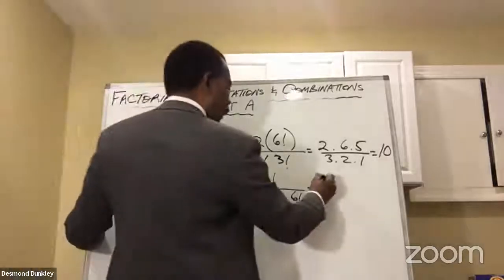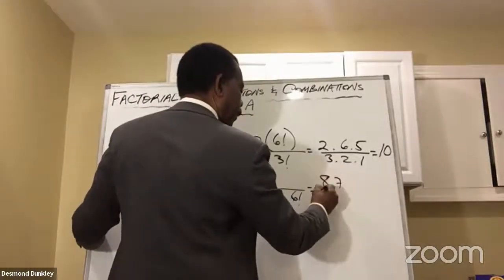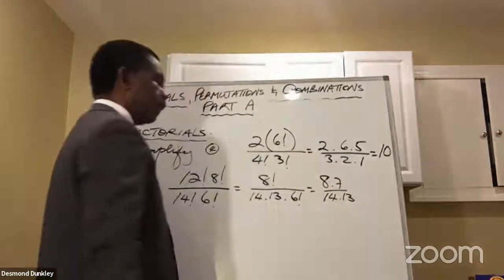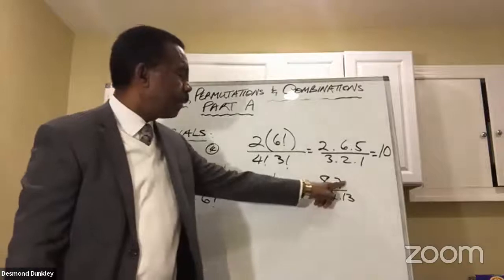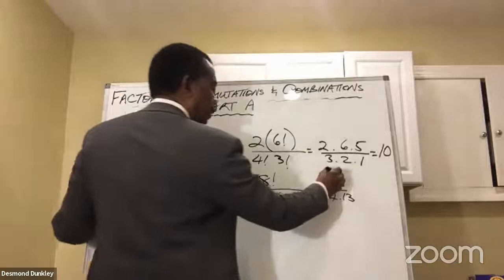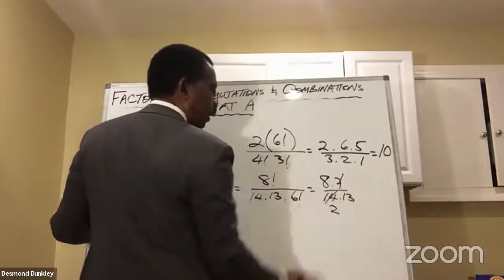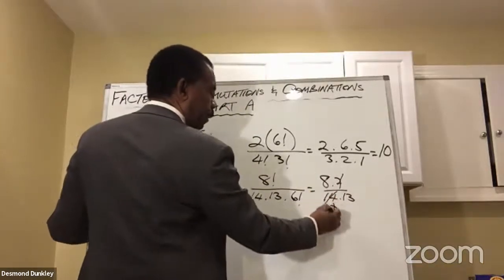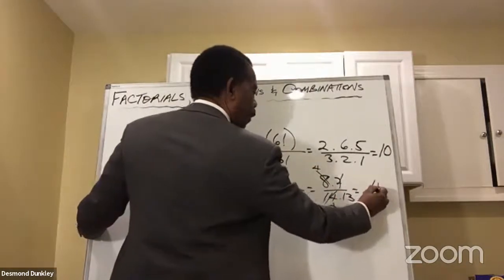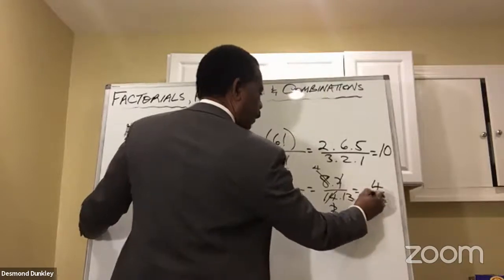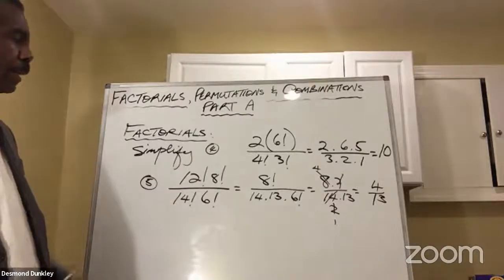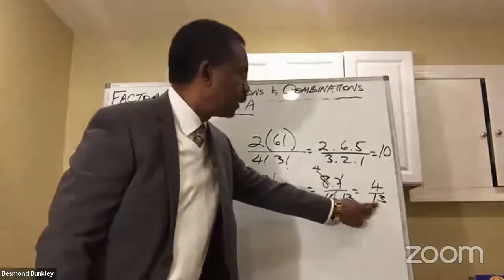So we're just left with 8 times 7 over 14 times 13. And then I see 7 cancels the 14. So we're left with 2. And then 2 and 8, we end up with 4. So the final answer is 4 over 13. So we get the fraction 4 over 13. So from this, it simplifies to just this.